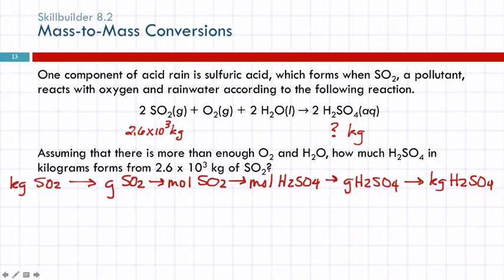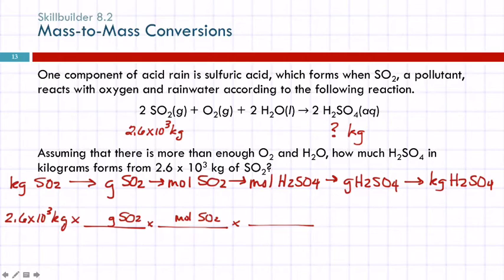So this time we're going to have more fractions. It'll be okay. We may have to write smaller. 2.6 times 10 to the third kilograms. What goes on the top of the next fraction? Grams of SO2, and then moles of SO2, and then moles of H2SO4, and then grams of H2SO4, and then kilograms of H2SO4.